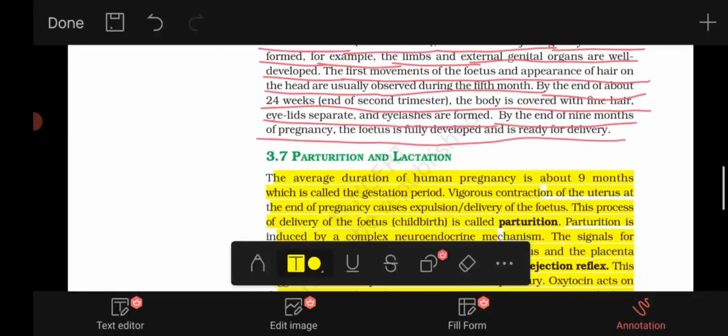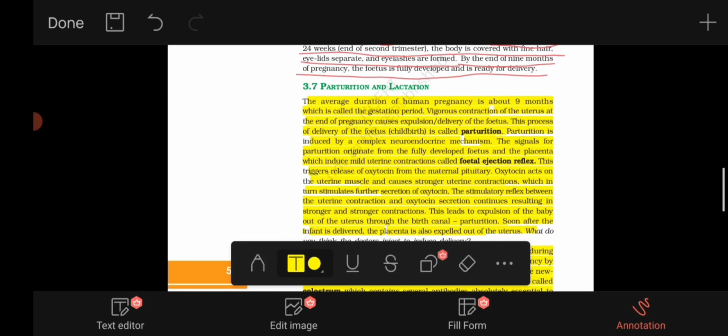So we are done with this chapter, and in the next video we'll probably do the reproductive health chapter. Both the chapters are very important for NEET and also for the 12th board.